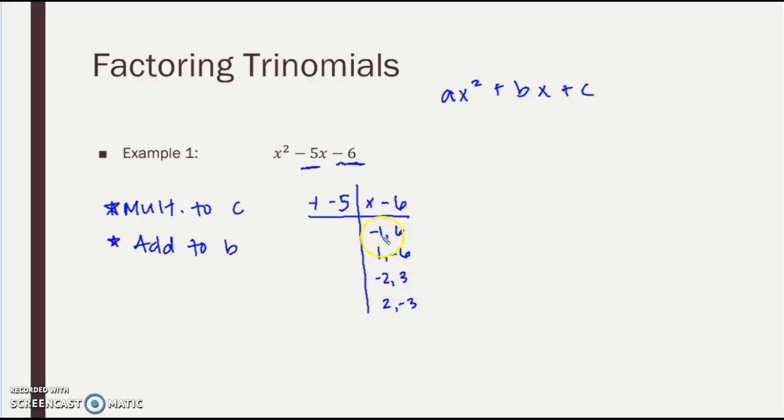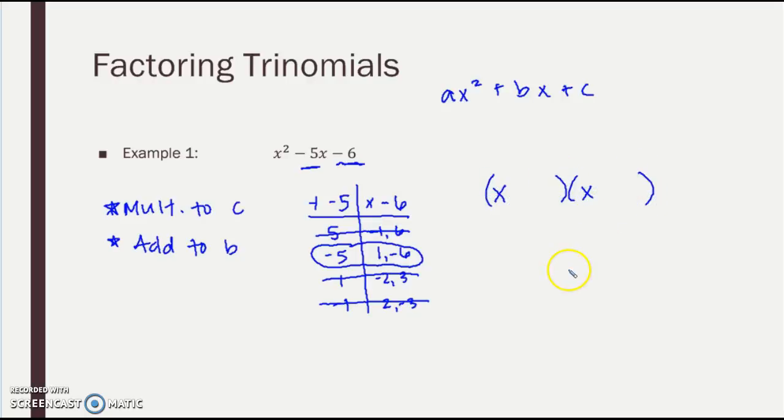If I add all of these up, negative 1 plus 6 is going to give me a positive 5. That's not what I want. A 1 and negative 6 is going to give me a negative 5. That's what I'm looking for. Negative 2 and 3 gives me a 1, not what I want. And a 2 and negative 3 gives me a negative 1, not what I want. So my winner is a 1 and negative 6. All we're going to do is plug those into our parentheses. So I'm going to put an x in the first one, an x in the second one. I'm going to put a positive 1 and a negative 6. That's all you have to do.